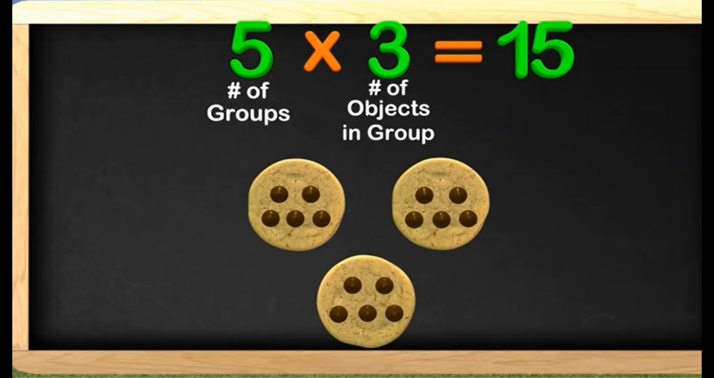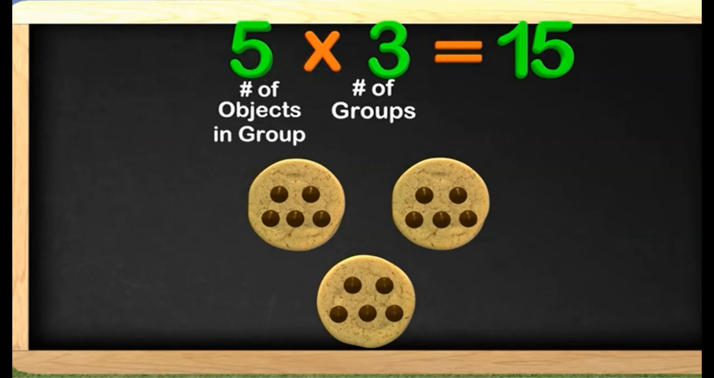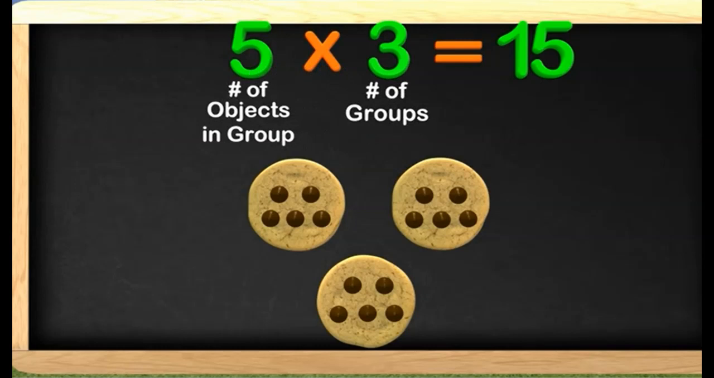Here we have 3 cookies, and on each cookie there are 5 chocolate chips. What we just did was switch the number of groups and number of objects. The 3 is now the number of groups, and the 5 is now the number of objects in each group. If we count the chocolate chips, do we still get 15? Well, let's do that. But let's do it by skip counting by 5s.